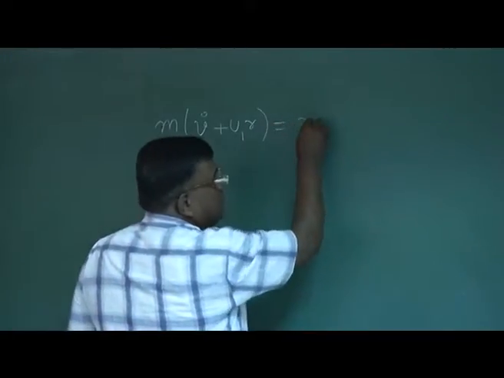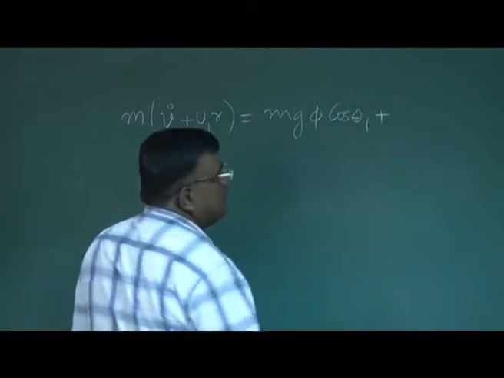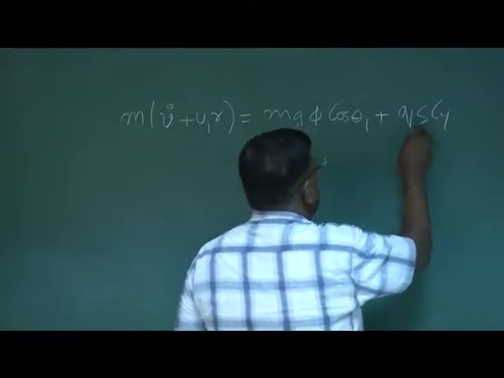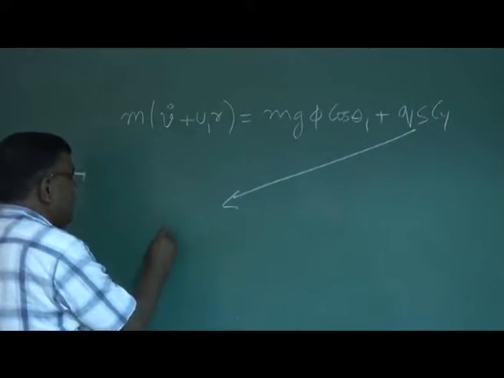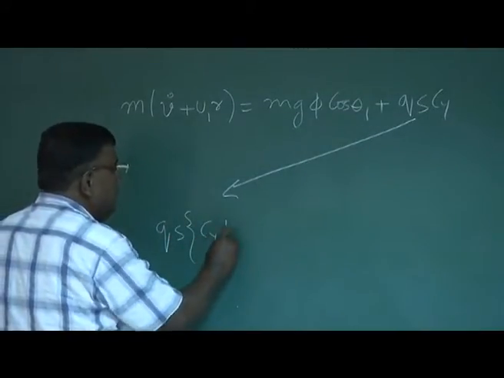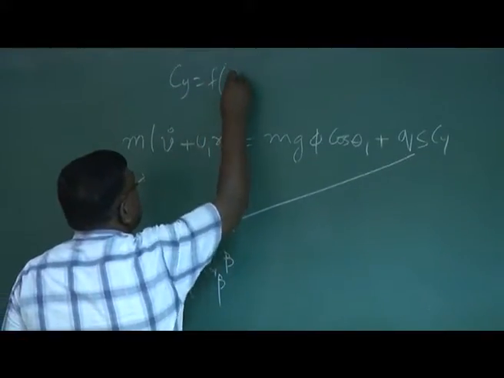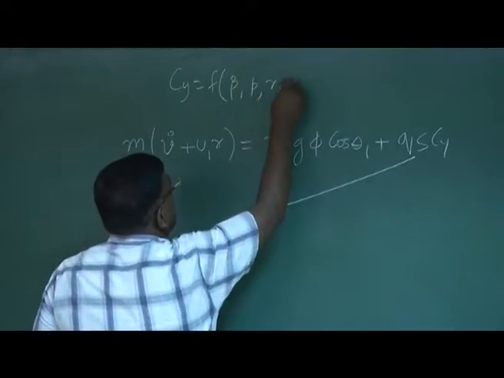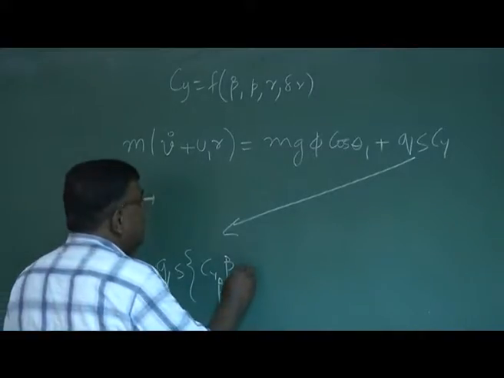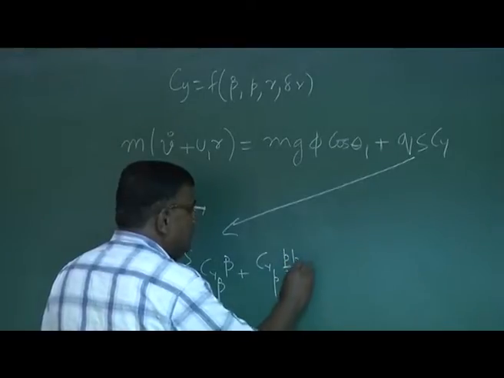It is equal to mg phi cos theta 1 plus qS into Cy. So for qS into Cy, I write qS into Cy beta into beta, because I know Cy is a function of beta, P, R, delta R. Let's say this. Okay, so I write Cy beta into beta plus Cy P into Pb by 2u1.